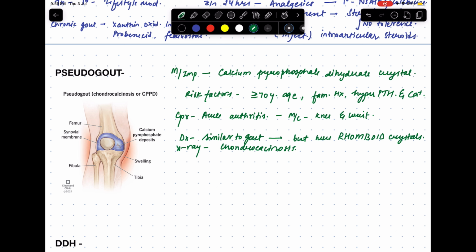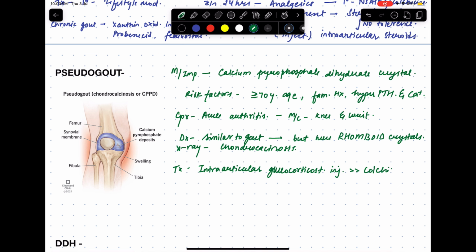Yes, this is important. Now when we are talking about the treatment for pseudogout, it would be intra-articular injections of glucocorticoids. It is the best option. Then after that you can use colchicine. Then after that you can use NSAIDs, or you can use systemic glucocorticoids.